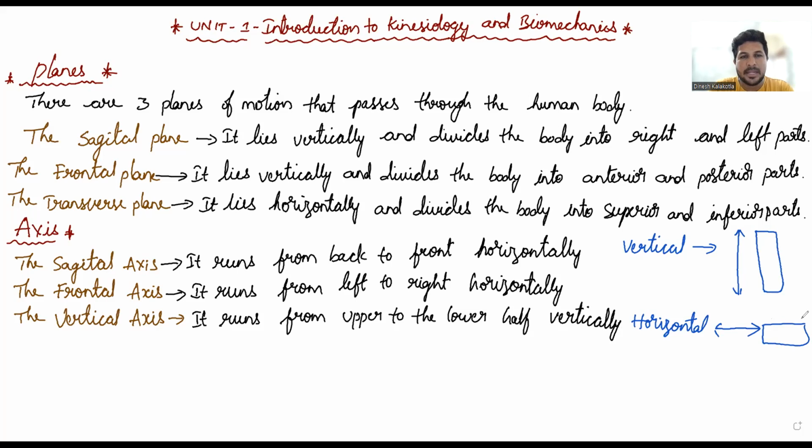The sagittal plane lies vertically. That means it lies vertically from top to bottom, and divides the human body into right part and left part. So this is the sagittal plane.